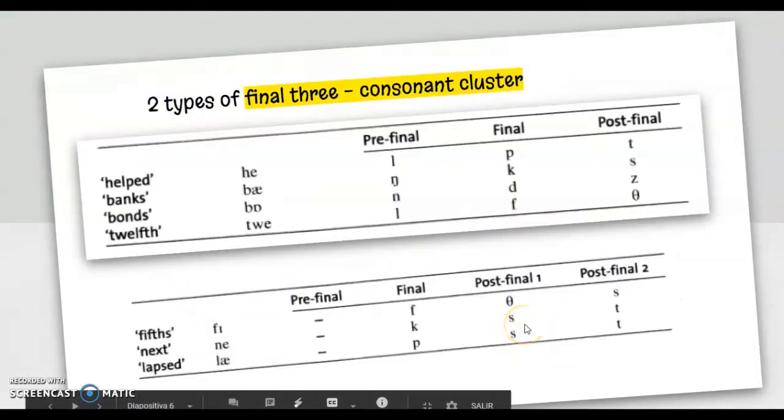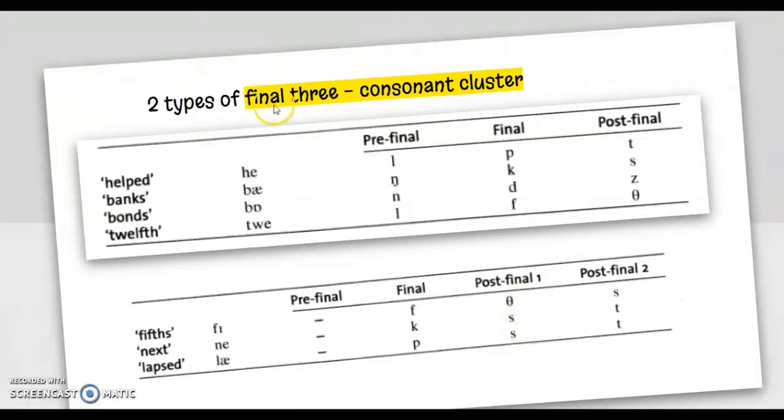Okay, let's go on. There are two types of final, but in this case, 3-consonant clusters. We have discussed 2, now let's go with 3. You have the first, which is the pre-final, the second one, that is the final, and the last one, that is the post-final. And we can have it in this kind of words. You see the regular verb of help, the plural of bank, bonds, and here you have the ordinal number.